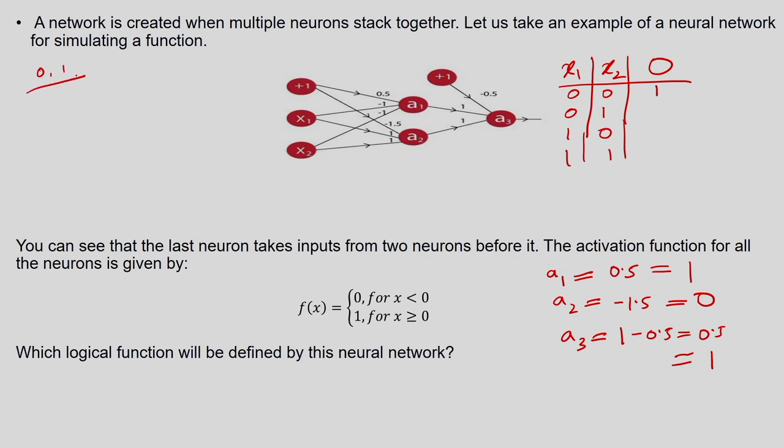For the second case let us take 0 and 1. In this case a1 will be minus 0.5, which when passed to the activation gives us 0. a2 will be minus 0.5, so 0. a3 will be minus 0.5, so it will give us 0. So, when x1, x2 are 0 and 1, the output will be 0. The same goes for the third and fourth cases. For 1 0 we will find 0 and for 1 1 we will find 1.